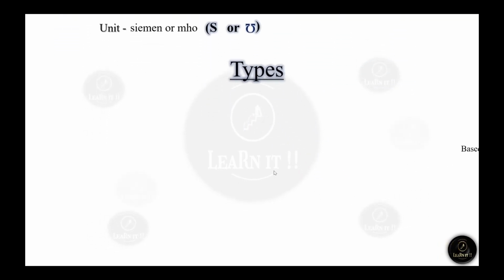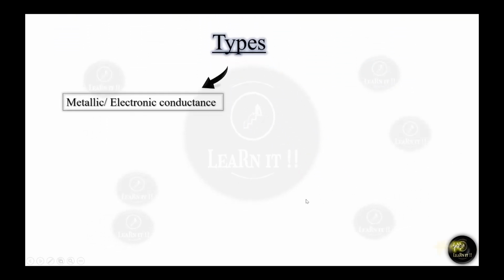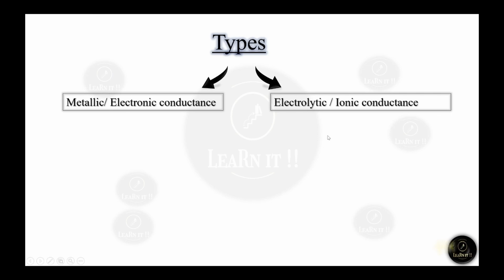Let's look at the types of conductance. First one is metallic or electronic conductance. Second one is electrolytic or ionic conductance. In metallic conductance, the conductance is due to the electrons. In the electrolytic or ionic conductance, the conductance is mainly due to the ions. Here electrons are the charge carriers. Examples include metals. Some non-metals also possess metallic or electronic conductance, for example carbon in the graphite form.